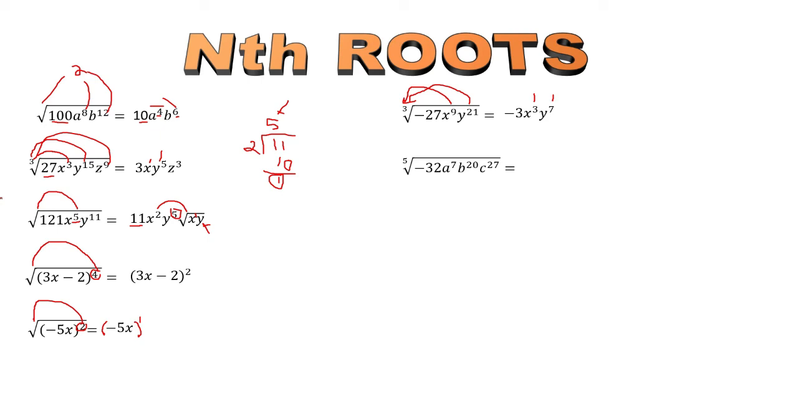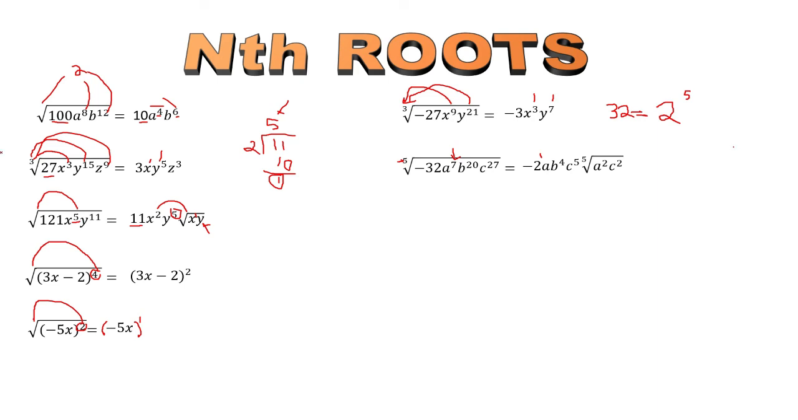You need to find the prime factorization of 32. If you do the prime factorization of 32, you would find it's 2 to the fifth power. This is the prime factorization of 32. And now you put it here. 5 divided by 5 is 1. That is negative 2 to the 1 power. 8 to the 7 now, 7 divided by 5 is 1 outside and 2 inside.